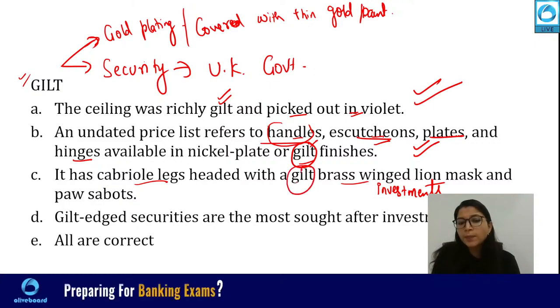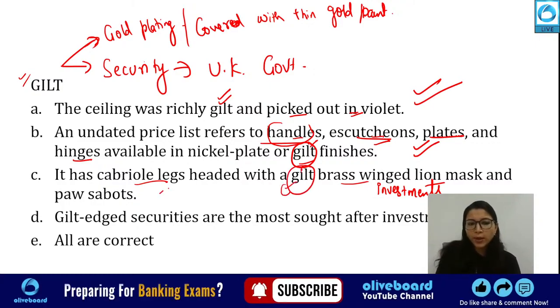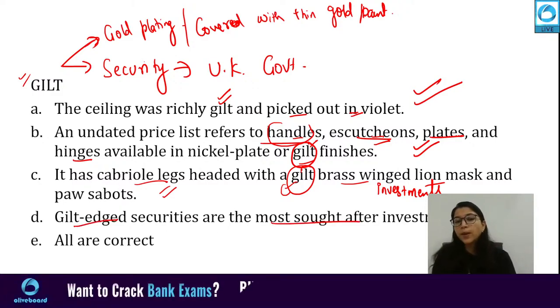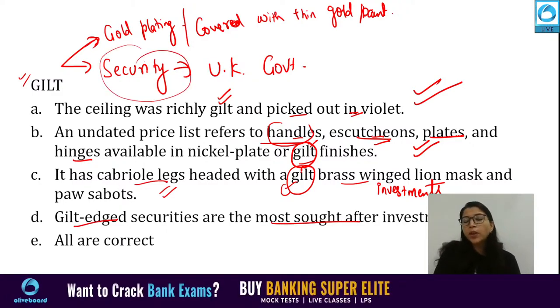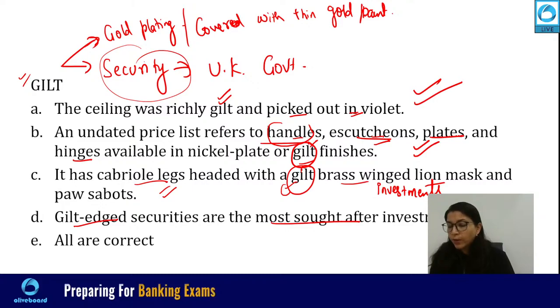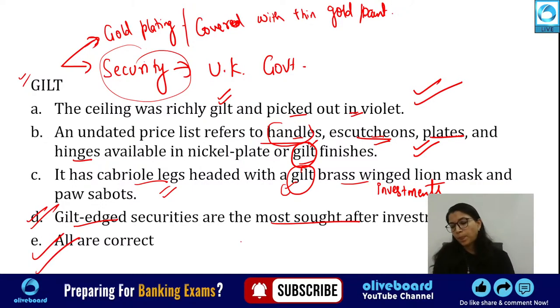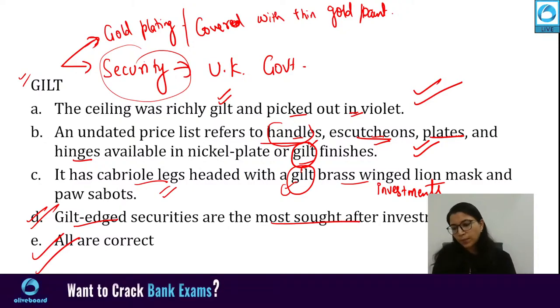So here also gilt has been used for plating only, coating plating. So this is also correct. Gilt as securities are the most sought after investment. As I told, it is a kind of security, a kind of bond issued by the UK government. So here also the usage is correct. All are correct. Since you do not know the meaning, none of you attempted.